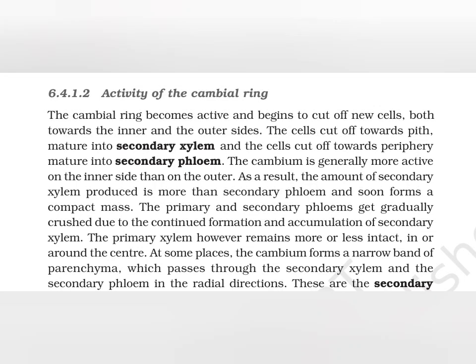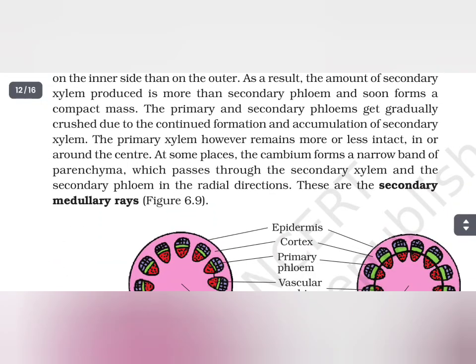The cells cut off towards the pith mature into secondary xylem, and the cells cut off towards the periphery mature into secondary phloem. The cambium is generally more active on the inner side than on the outer. As a result, the amount of secondary xylem produced is more than secondary phloem and soon forms a compact mass. The primary and secondary phloems get gradually crushed due to the continued formation and accumulation of secondary xylem. The primary xylem, however, remains more or less intact in or around the center.